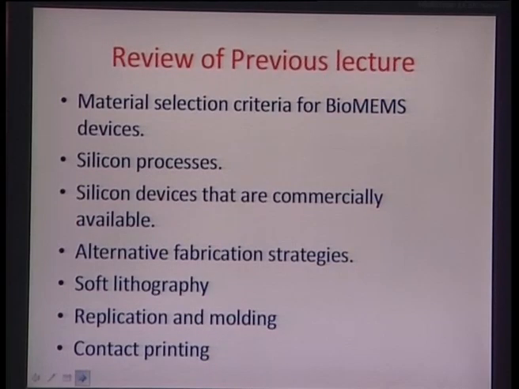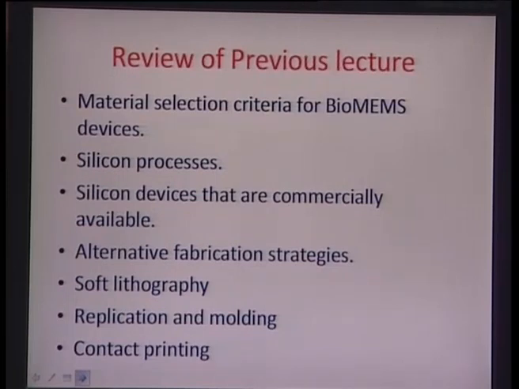Let us review what we had done last time. We were talking about the various material selection criteria for biomems, biochip kind of devices. We talked about issues like optical transparency, biocompatibility, then rapid photo definability or rapid fabrication strategies that could be done using these materials. So, these are some of the important selection criteria.